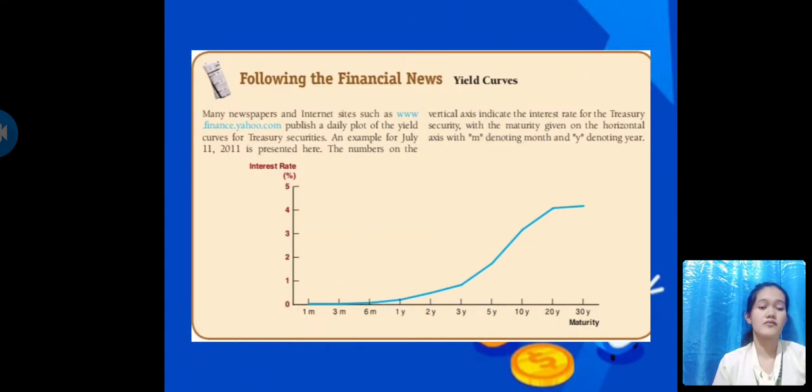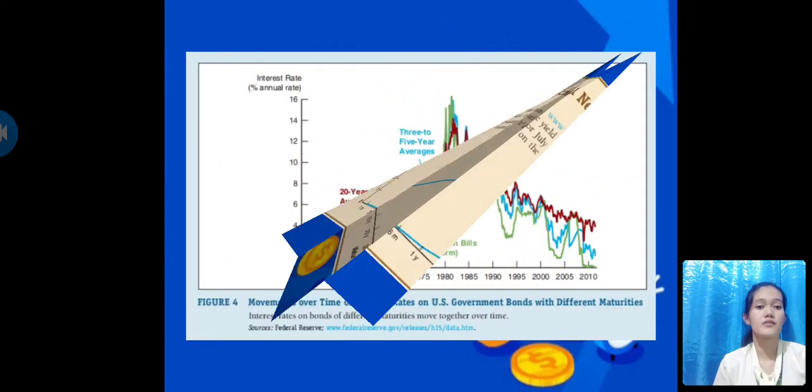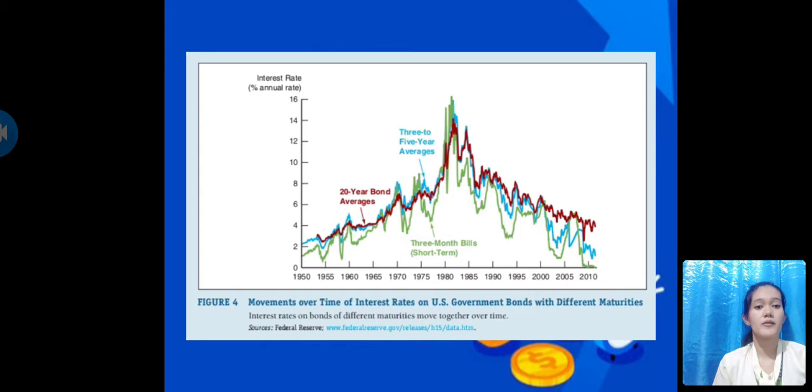This is an example of yield curves for treasury securities, where the vertical axis indicates the interest rates and the horizontal axis indicates the given maturity, with M denoting month and Y denoting year. So this is an example of government bonds. In figure 4, movements over time of interest rates on US government bonds with different maturities. Example of yield curve for government bonds.